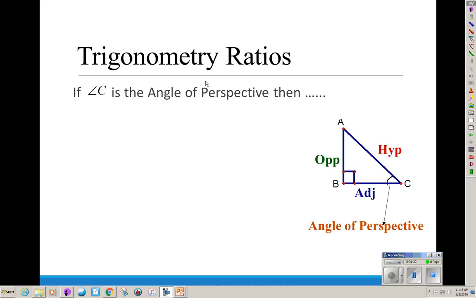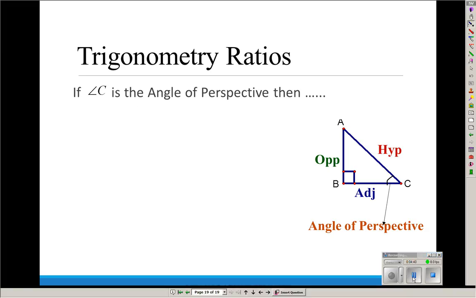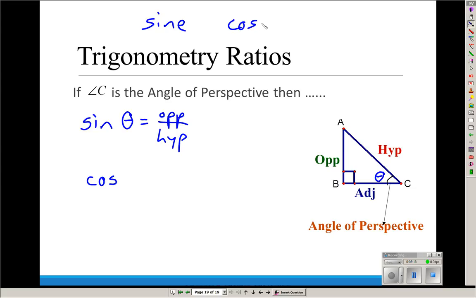So if C is the angle of perspective, then we have some trigonometric ratios here to present. I'm going to put a theta right here where angle C is. One of the trigonometric ratios is called sine. We abbreviate it SIN, but it's actually sine. Sine of theta equals opposite over hypotenuse. Cosine, C-O-S, but it's really cosine. Cosine of theta equals adjacent over hypotenuse.